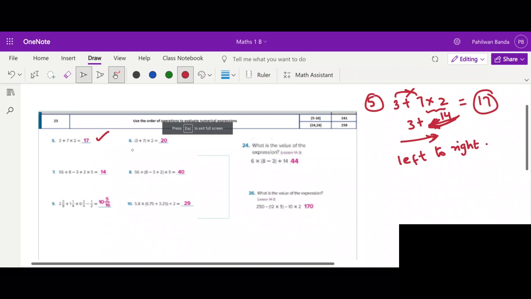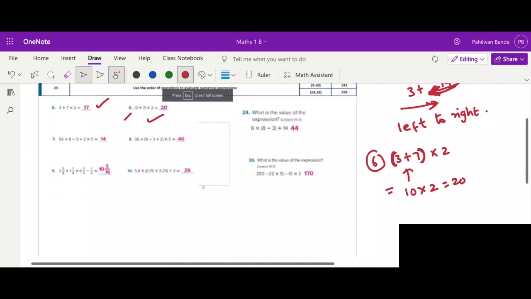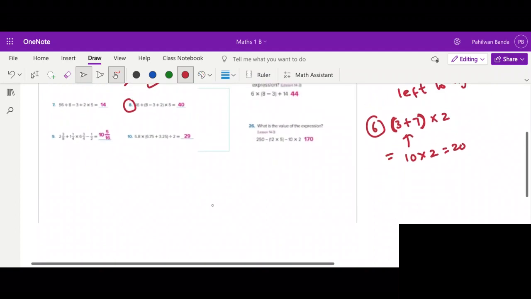Okay. Now look at the sixth question. In question number 6, what do you have? 3 plus 7 multiplied by 2. Now always remember, simplify and find the value of the term inside the bracket, parenthesis. So 3 plus 7 is 10, multiplied by 2 is 20. Answer is 20. Now I'll try to solve a big question. Let me take this question. What do you have? Question number 8.